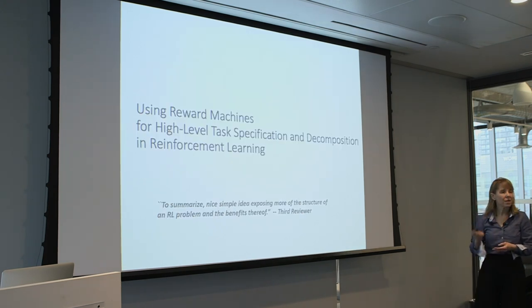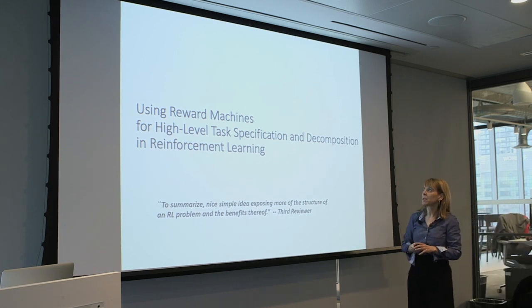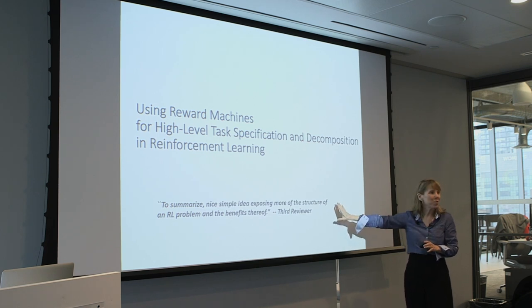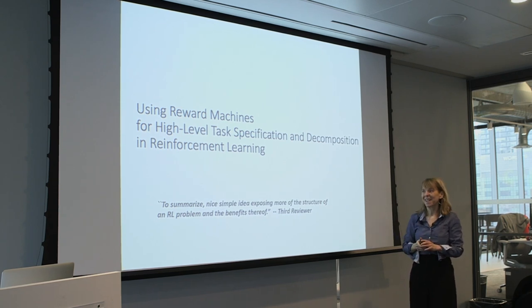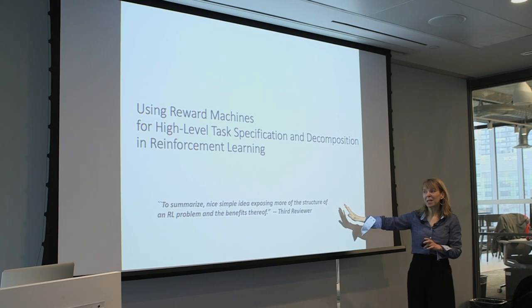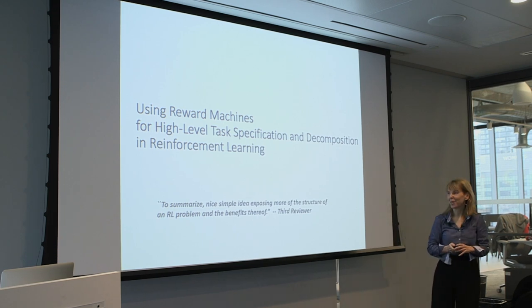So I wanted to present the ICML paper to you, and it's called Using Reward Machines for High-Level Task Specification, Decomposition, and Reinforcement Learning. And this is what reviewer 3 said, and I think it's a very nice summary. To summarize, it's a nice, simple idea exposing more structure of an RL problem and the benefits thereof. And that's the punchline of what you're going to hear.